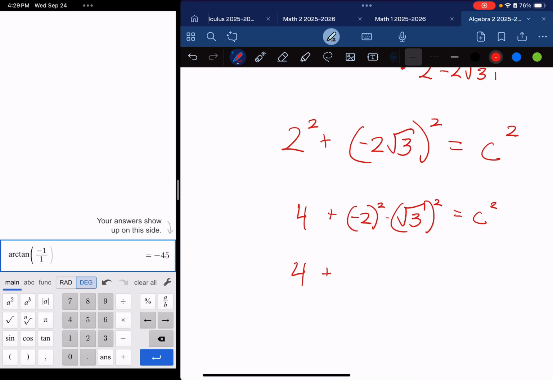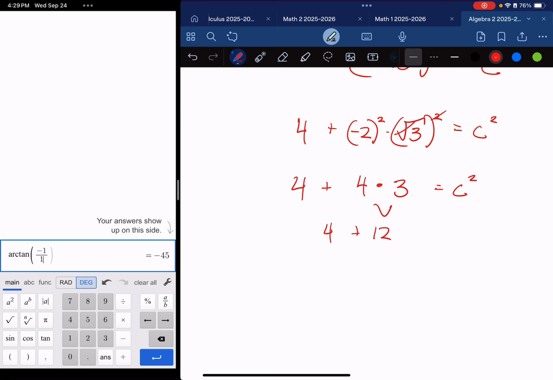So this is going to be 4. Again, -2 times -2 is a positive 4. That's going to be multiplied by, undoing a square root and a square, those 2 cancel each other out, and you're left with just a 3, and that's going to be equal to c squared. 4 times 3 turns into a 12. I still have to add the 4. 4 plus 12 is 16, so that's going to be equal to c squared.